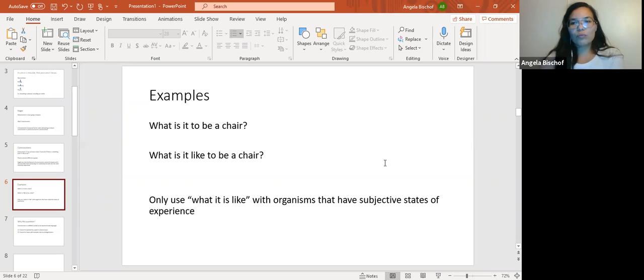We would only use the expression, what is it like, with organisms that have subjective states of experience. We use it to talk about those subjective states of experience. When you think there is something that it is like to be a chair, you're just attributing consciousness to a chair. You're attributing some kind of intentional behavior to the chair, and you're figuring that intentional behavior must be the result of conscious decisions. You're anthropomorphizing the chair. That kind of language applied to a chair just seems inaccurate.